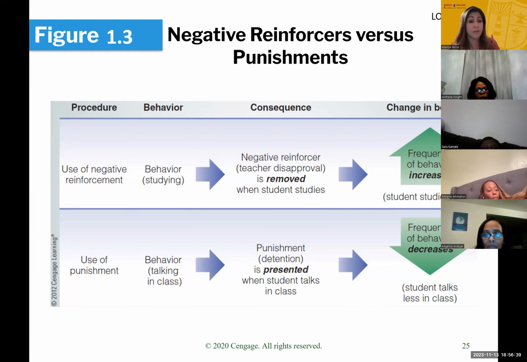So that's a negative reinforcement itself. Once I tell you, I keep telling you, come to class, study the material. You're going to hear me saying it over and over again. I'm positive reinforcing you to do it. And then you start doing it. Now you're increasing the frequency of your behavior.